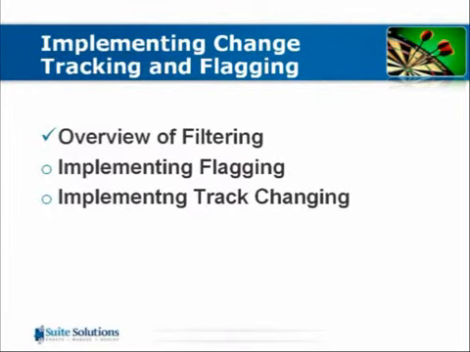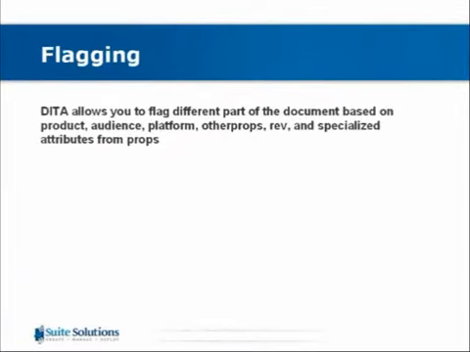Our next topic is implementing flagging. DITA allows you to flag different parts of the document, using the same attributes you can filter on, plus the addition of the rev attribute. You might want to filter on which revision a document is for; you can flag it also. You can add colors, change bars, and styles to your document text, maybe text or graphics to set off text, to draw the user's attention and say this piece of information is only for this revision, this product, this user.